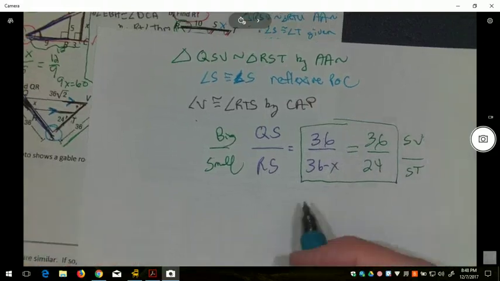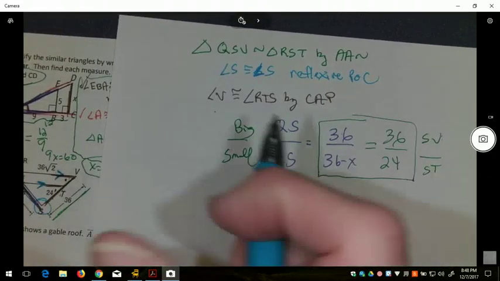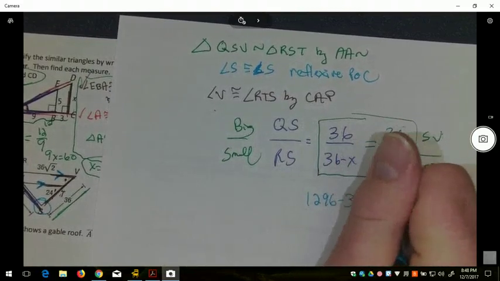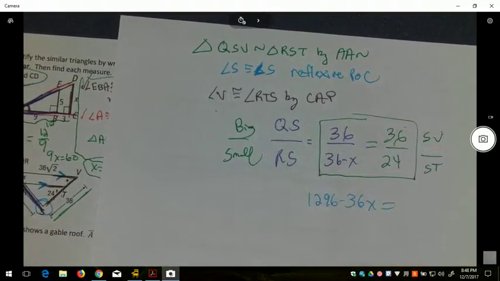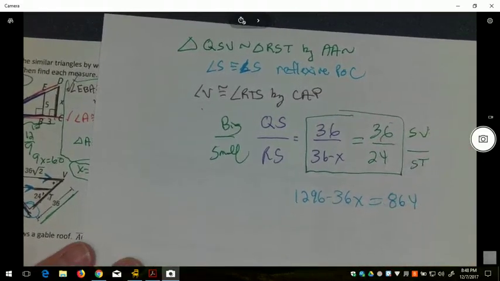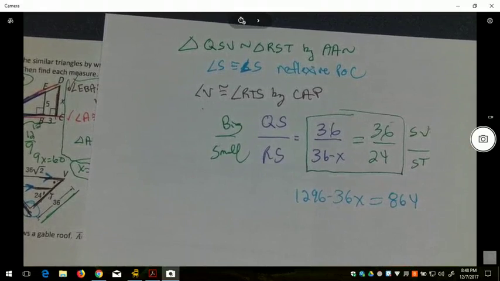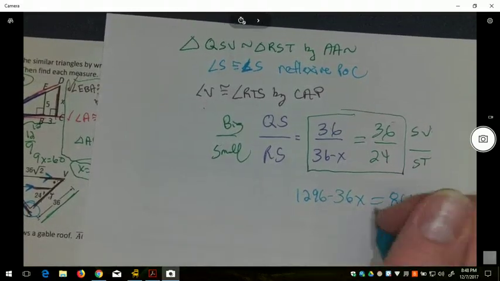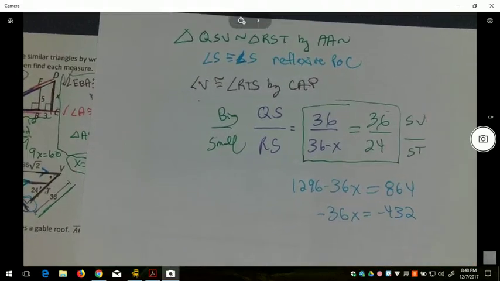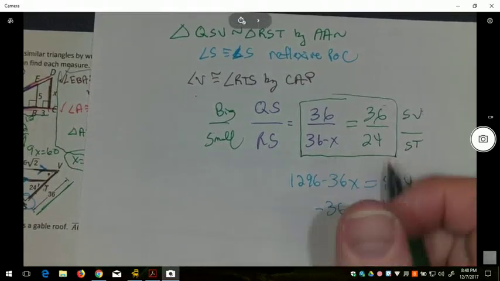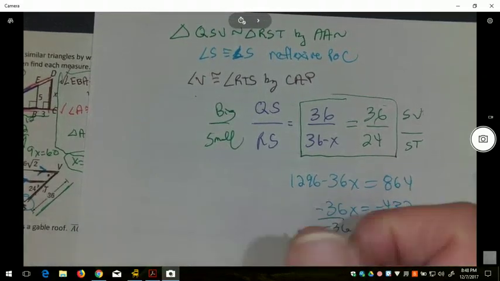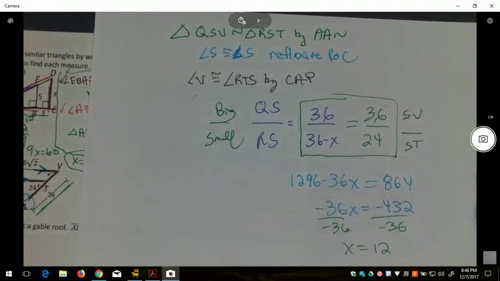And when I cross multiply, 36 by 36 is 1296 minus 36 by x, so 36x. And 36 by 24 is 864. So I cross multiplied. Now I'm going to subtract 1296 from 864, giving me negative 36x equals negative 432. Lastly, I will divide by negative 36, which will give me positive 12 for the value of x.